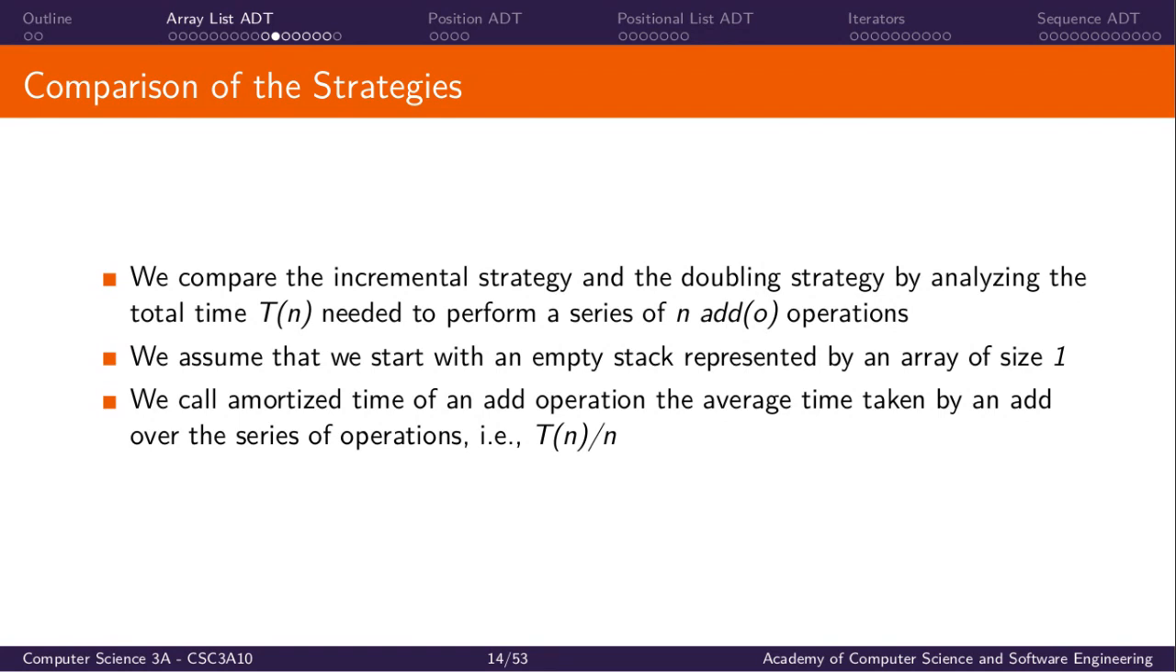Right? We'll call the amortized time for our add operation the average time taken by add over a series of these operations. So note, T(n) is the time taken to add n elements. Right? We're going to do n add operations, so we're going to add n elements to this array list. That entire time is T(n). What we want to find out is what is the average time for a single insertion. So we're going to calculate T(n) for our incremental strategy and for our doubling strategy. Then we're going to divide that by n. That gives us the average time for a single insertion.